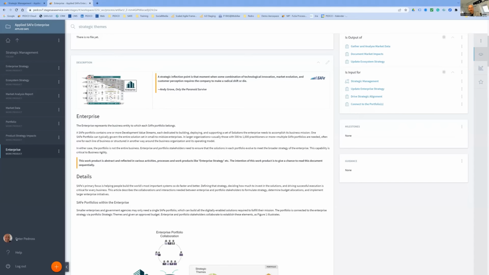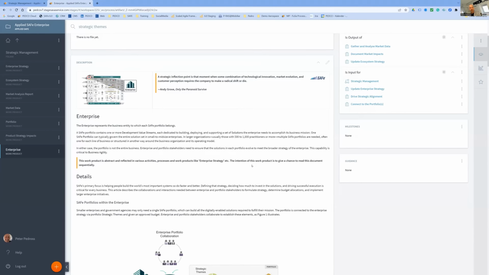Today, I would like to talk to you about a very interesting article out of the brand new version of the Scaled Agile Framework 6.0. It's the Enterprise article. We will take it from here and show you what it means in our process in Applied SAFe. So we are here in the article of Enterprise in Applied SAFe.